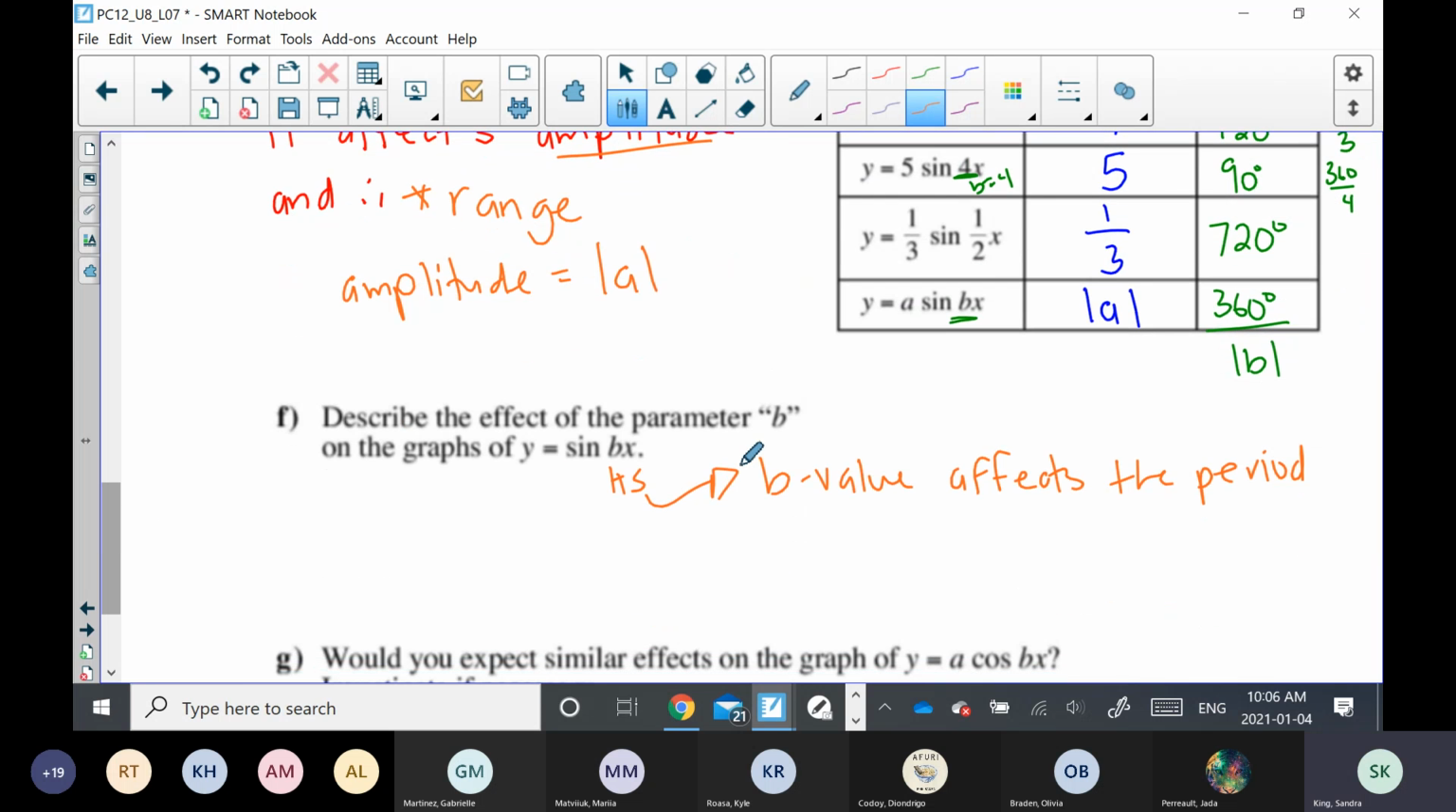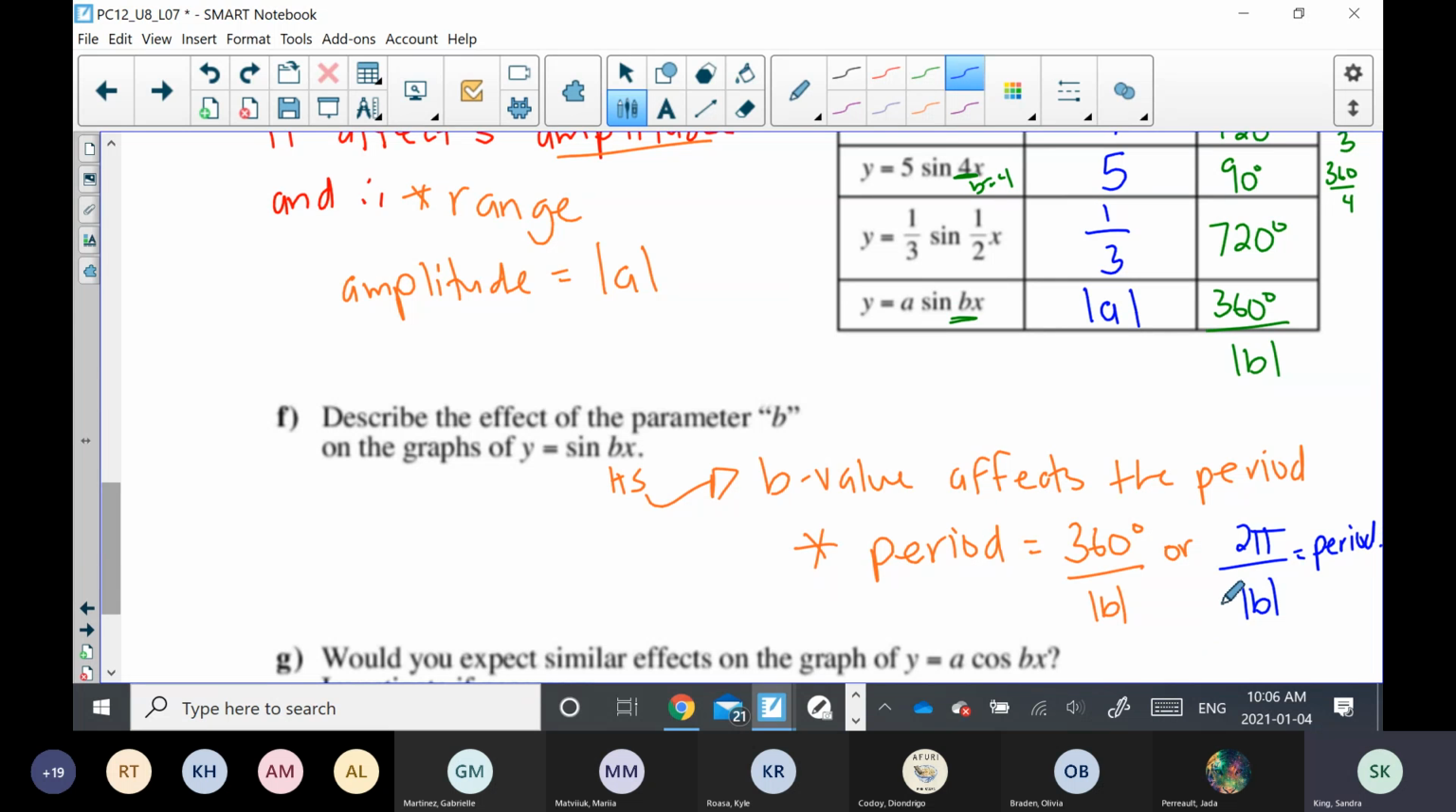Okay, so this will go on your study sheet. The period of your graph is how you're going to calculate it: 360 degrees divided by the absolute value of the B value. Once we start converting to radian mode, how would you find the period in radians? Well, 360 degrees is the same thing as 2 pi, so it's 2 pi over the absolute value of B. That's how you get the period of the graph.